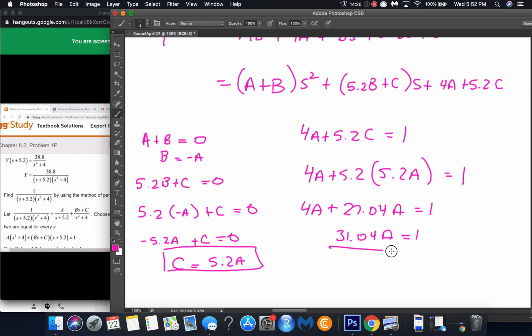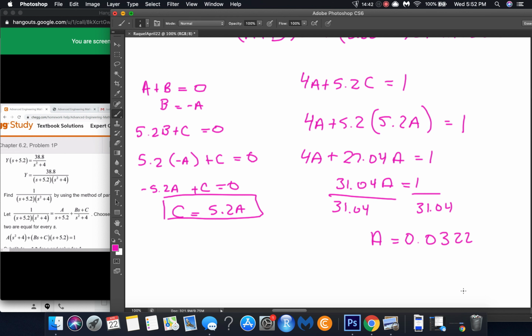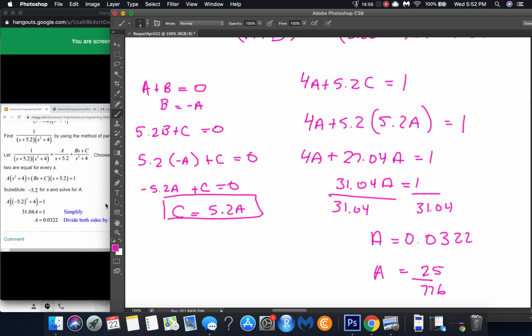So now we divide. We have a equals 1 divided by 31.04. That gives us 0.0322. Can we make it into a fraction? Yes, I prefer that. 25 over 776. Okay, can you verify that a for me, please, on your textbook? Yep, there it is. Same thing.